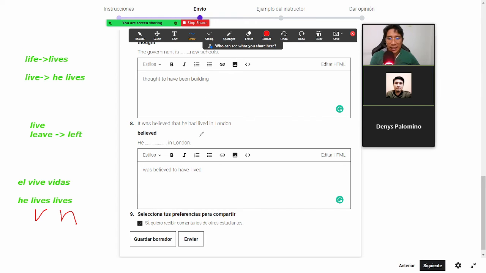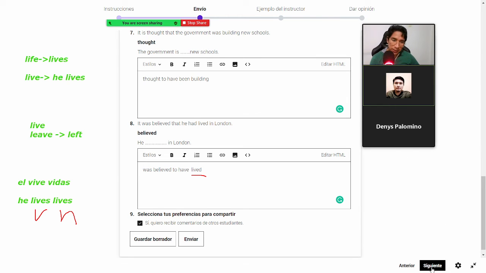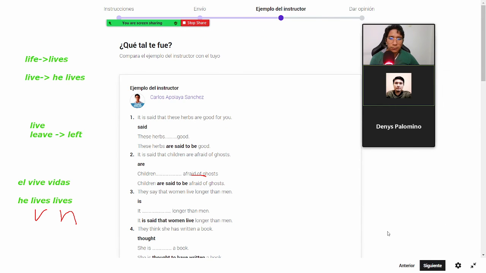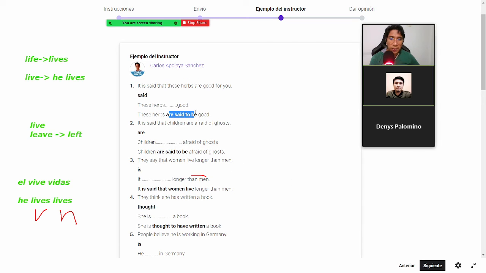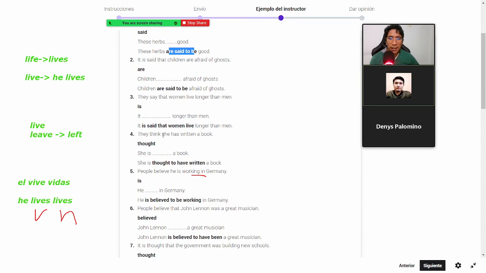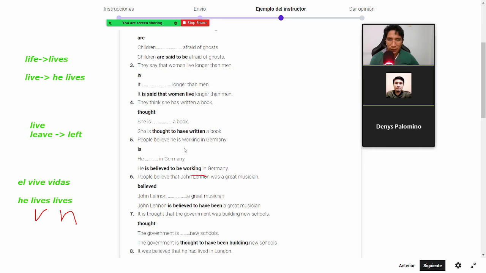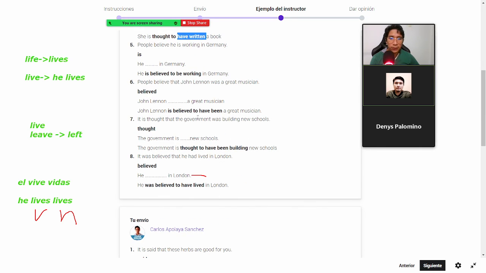Okay? Yes. Aquí, left. He was believed to have left. A ver, chequen las respuestas. Are said to be great. Yes, live. To have written, muy bien. To be working great. Is believed to have been nice. To have been building great.